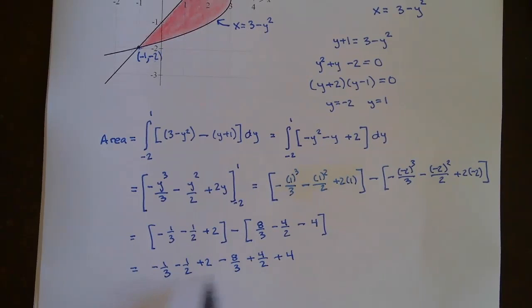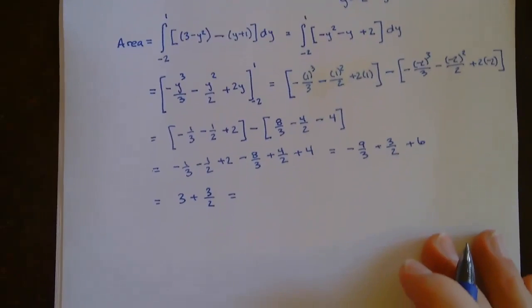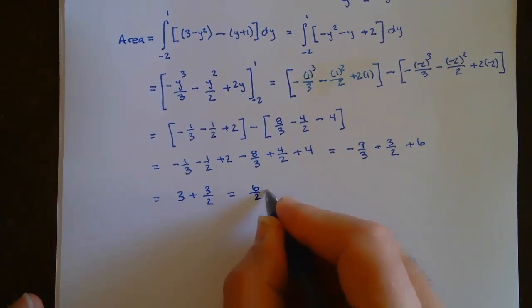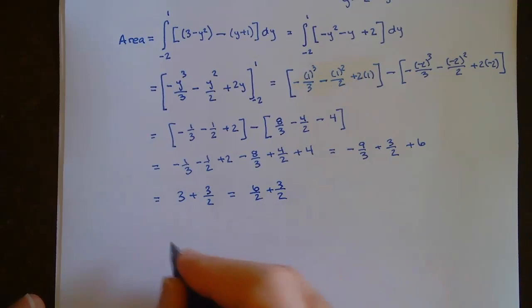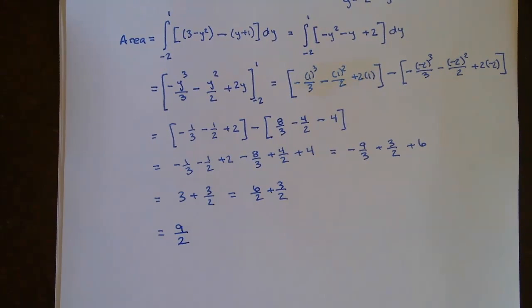Okay, -1/3 and -8/3 makes -9/3. -1/2 and 4/2 makes plus 3/2. 2 and 4 makes 6. Okay, and that's -3 plus 6, that'd be 3, right? So again, 3 plus 3/2, right? So we got to get a common denominator of 2, right? So that would be 6/2 plus 3/2, right? And that would give you exactly an area of 9/2. Okay?